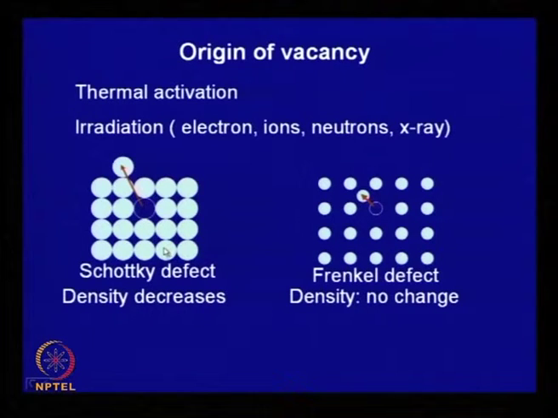There is another way a vacancy can be created. You can try and push an atom from its normal site to an interstitial site. This is called Frenkel defect. Here, of course, in the overall way it is formed, you find that there is no change in volume. So, therefore, there is no change in density, but definitely there will be lattice distortion. But obviously, the interstitial sites are much smaller, so you need much higher energy to create this kind of defect.